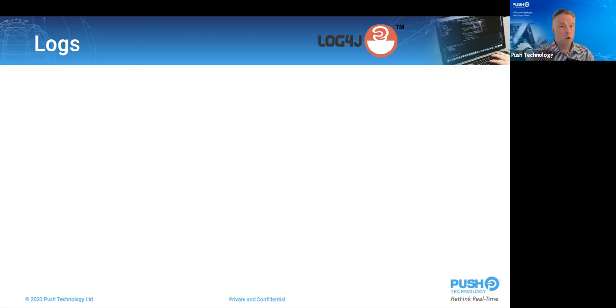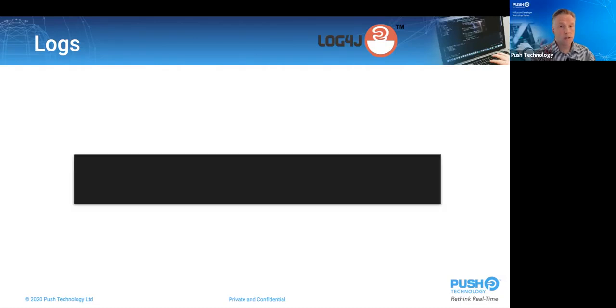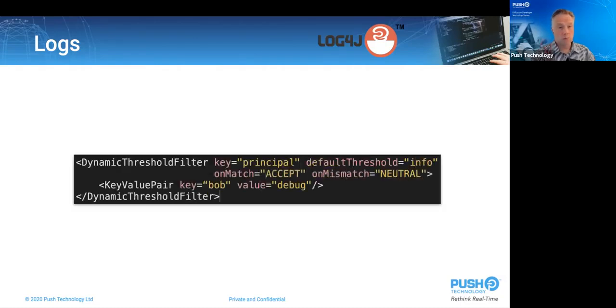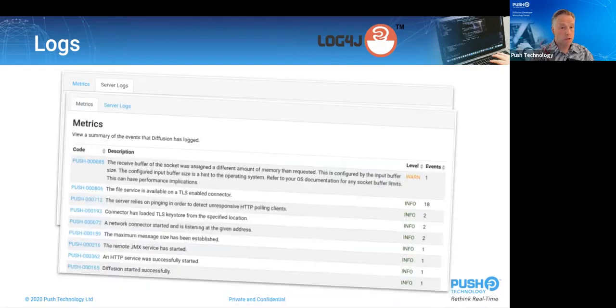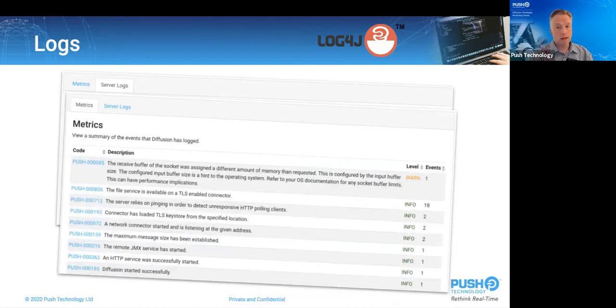If we need to elevate all logging for a single user, we can use this, which is included in the comments of the out-of-the-box configuration. This elevates all logging for user Bob to debug, leaving it to info for everybody else. A simplified view of the server log is also available in the console, where we can press the play button to follow the log entries as they happen. And the metrics tab shows you a histogram of the log entries classified by their marker, and we'll see the same data available throughout other media.